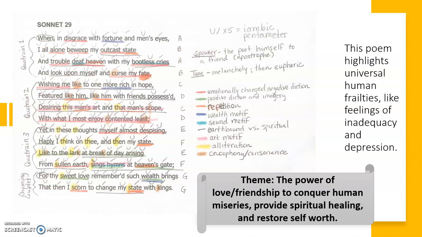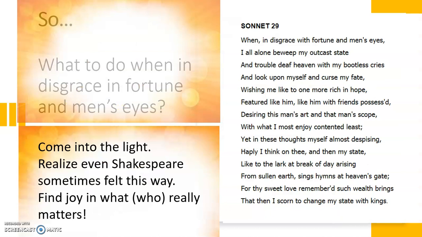So the theme is the power of love and friendship to conquer human miseries and provide spiritual healing and restore self-worth. So even though it starts out a very melancholy poem, it provides us as readers a little bit of healing by the end. I hope you enjoyed thinking about Sonnet 29.